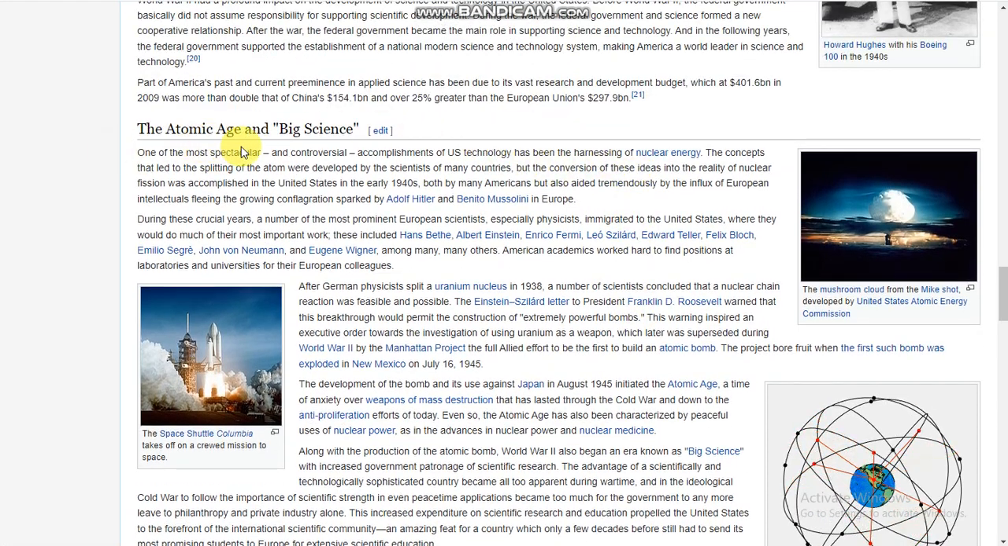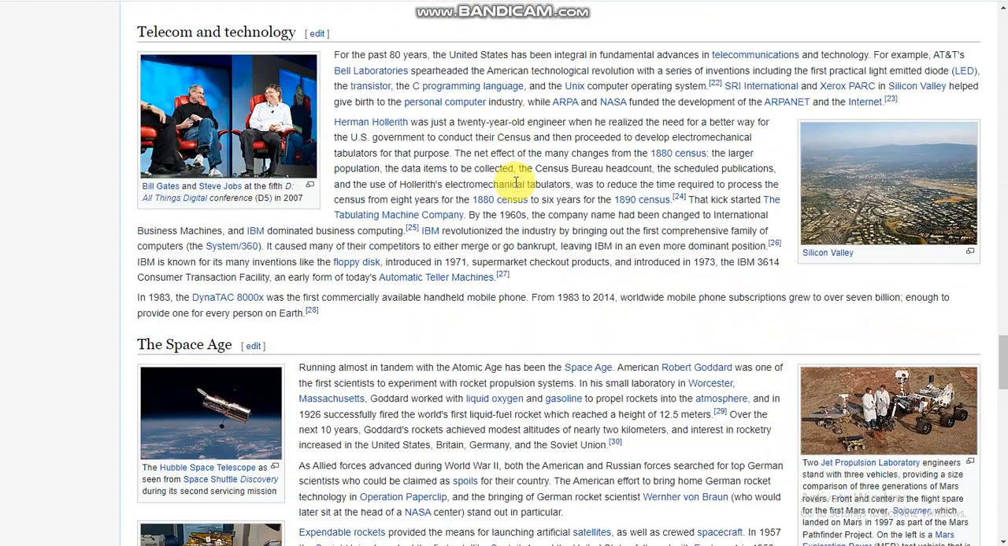Next is the atomic age and big science. One of the most spectacular and controversial accomplishments of US technology has been the harnessing of nuclear energy. The concept that led to the splitting of the atom was developed by scientists of many countries.